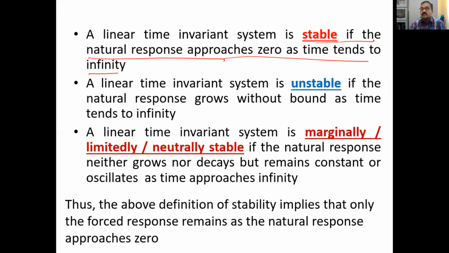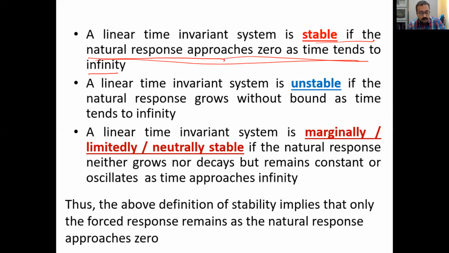Keep in mind, any response has two parts. One is the transient part and one is the steady state part. So this is silent about the steady state part. This notion of stability is applicable only for the transient response or the impulse response. So as per this notion, an LTI system is stable if the natural response, transient response, or impulse response approaches zero as time t tends to infinity.